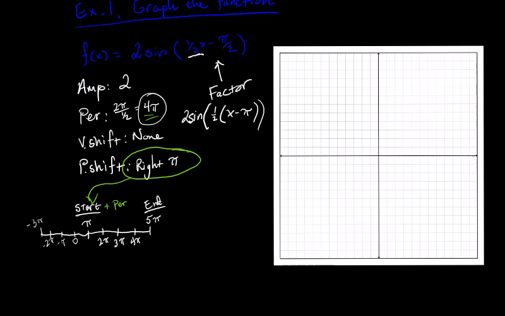Okay, and so there's your x-axis that you're going to have to kind of find and space out. So I'm just going to go right here and say that this is pi, 2 pi, 3 pi, 4 pi, 5 pi, and then there's 0, negative pi, negative 2 pi, negative 3 pi. Okay, I'm going to write these down here, negative 3 pi.